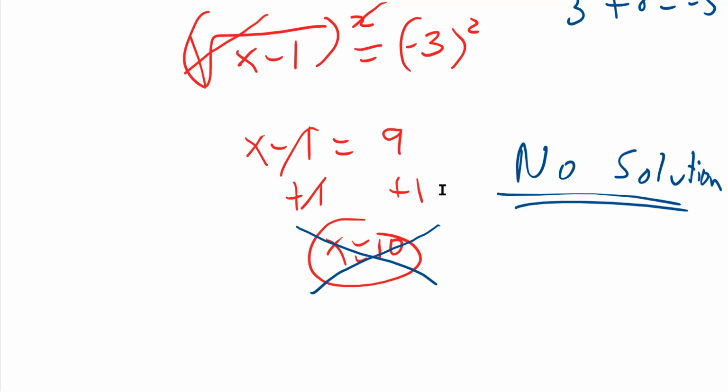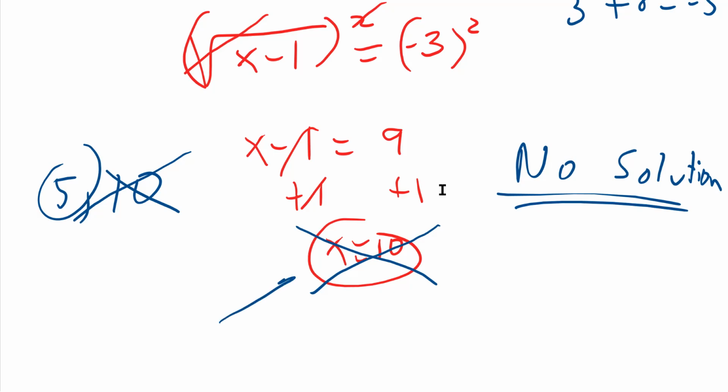Suppose when we solved the problem we had two answers. Let's say the answers were 5 and 10. And let's say 10 did not work but 5 did. Well, then 5 would be the answer. But we only had one answer to start with, and that one didn't work, so there is no solution.